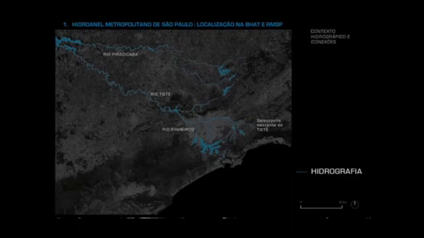So in this location we have what we call the High Tietê Basin, which is where the metropolitan area is located, which is also the basis for our project.